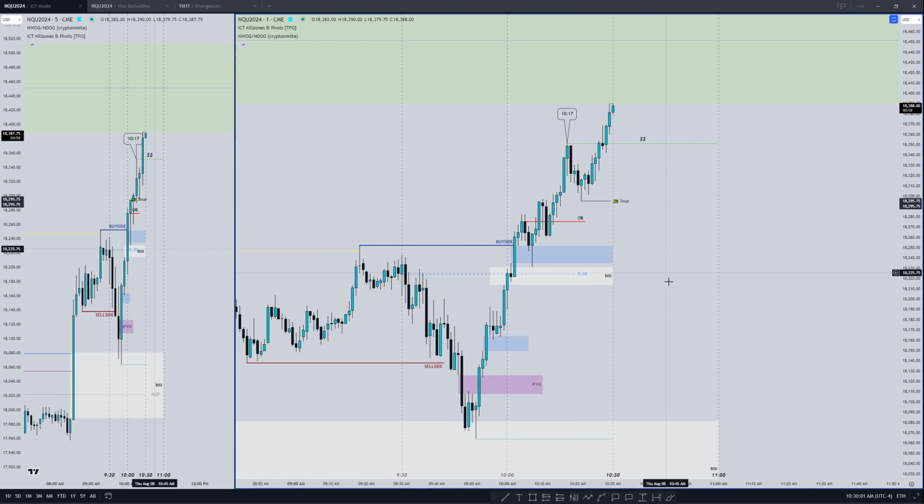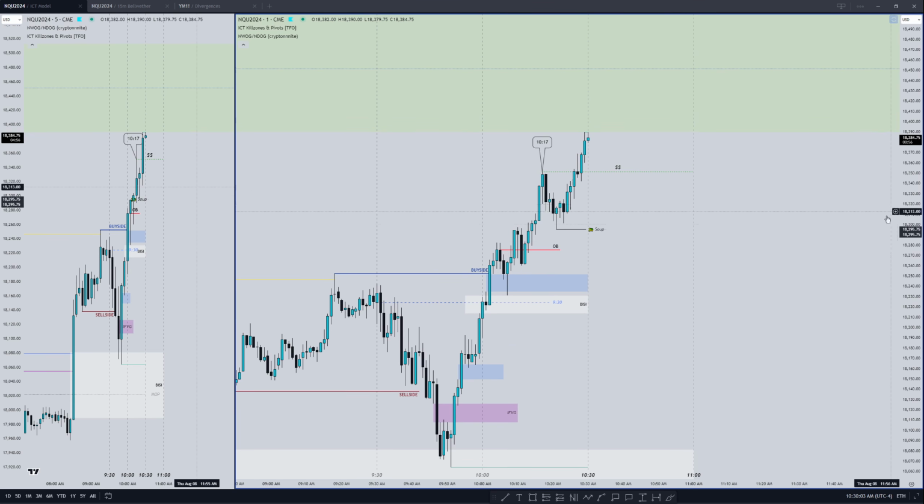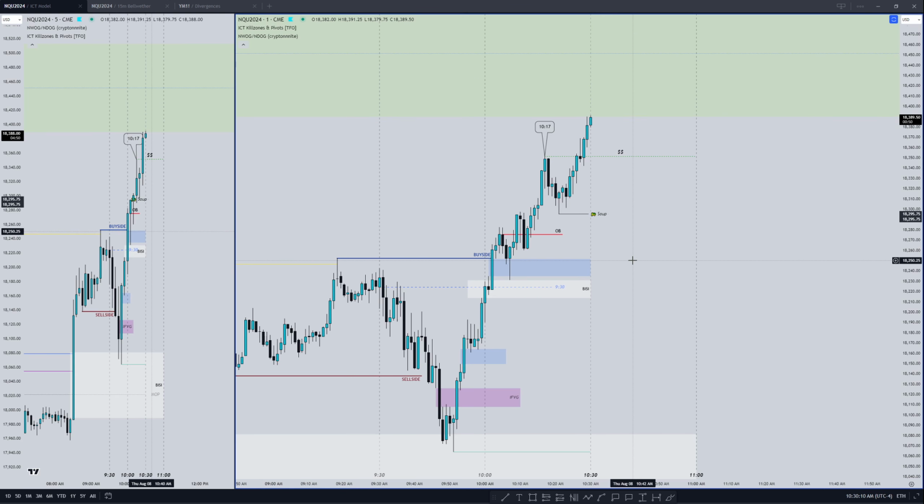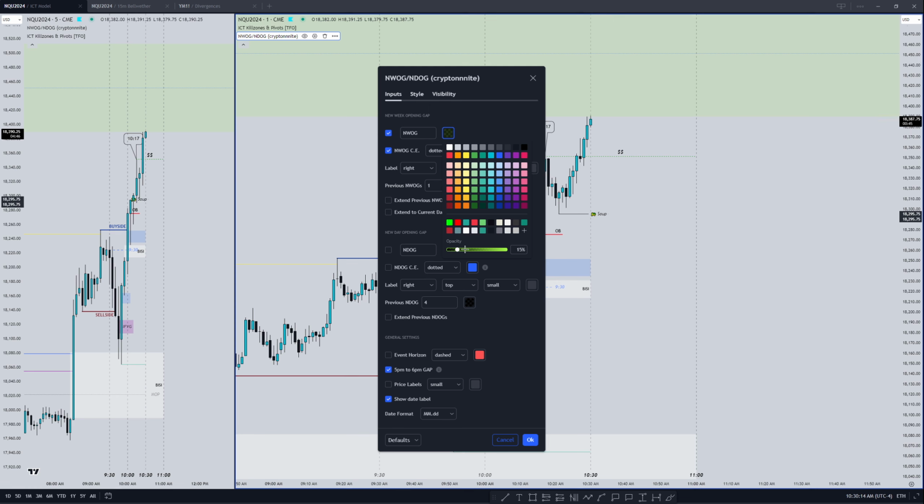Look what time we're reaching up into this. Isn't this just beautiful? Time and price. New week opening gap reached right at 10:30. Let me darken this a little bit so you can see it, hopefully. That's a little bit too bright for my liking. You get the point. There you go.